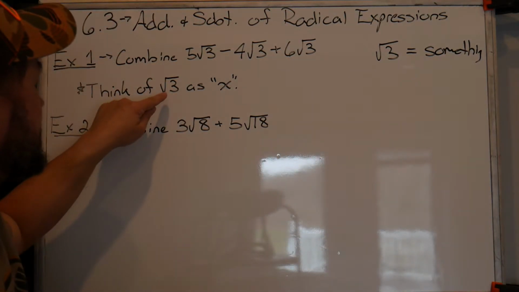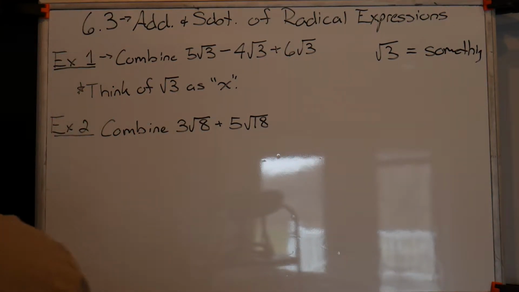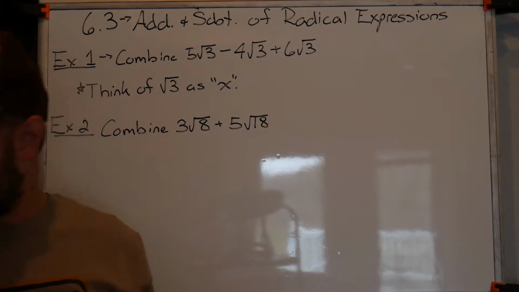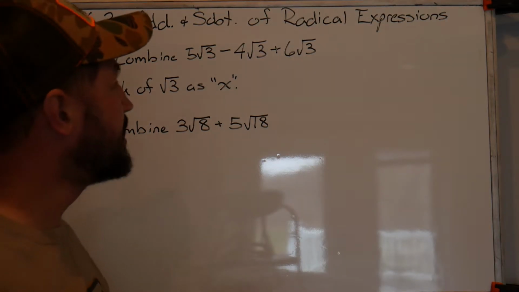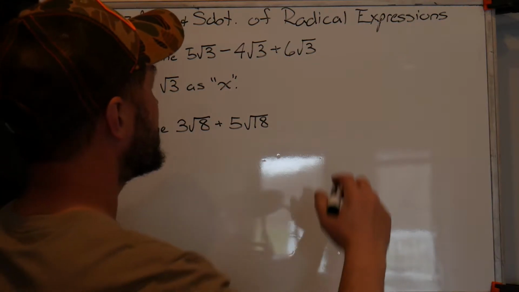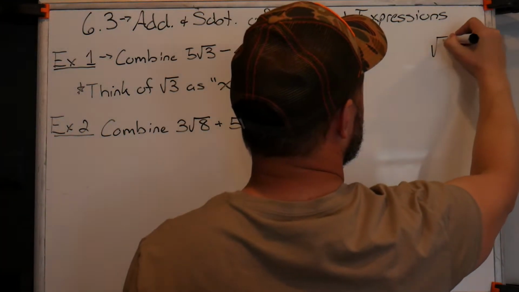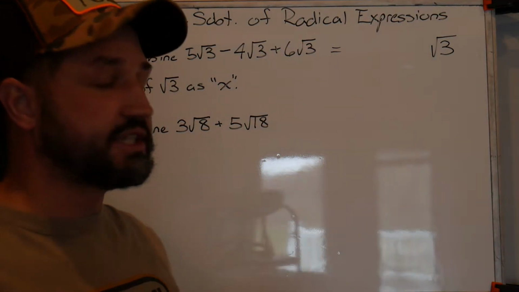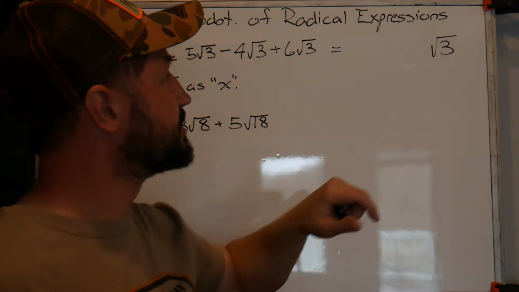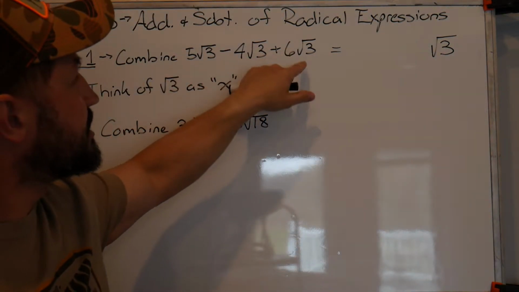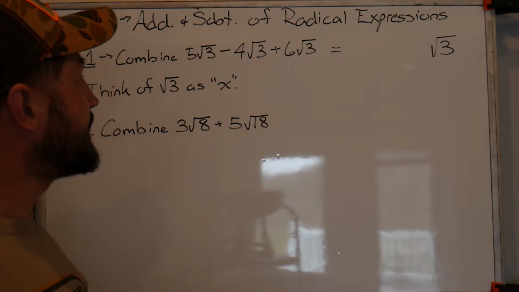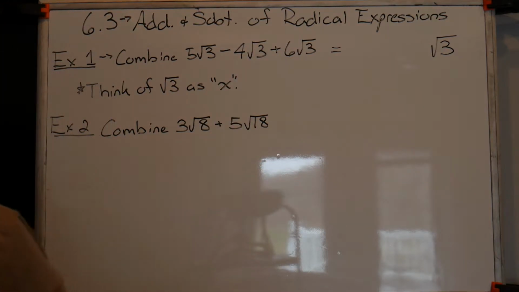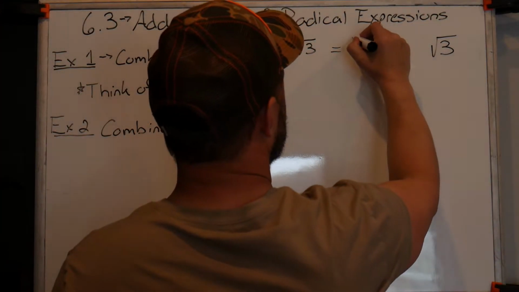So what we can do is think of square root of 3 as x. So if you saw 5x minus 4x plus 6x, you would know how to handle that right away. All they're doing is changing and making it a square root of 3. Square root of 3 is a value that doesn't change. We're going to leave it. It's a nasty value, so we leave it because it's cleaner to write square root of 3. We have 3 different terms that are multiplied by square root of 3. Just as we would have had 3 different terms multiplied by x, we combine our terms and multiply by the square root.